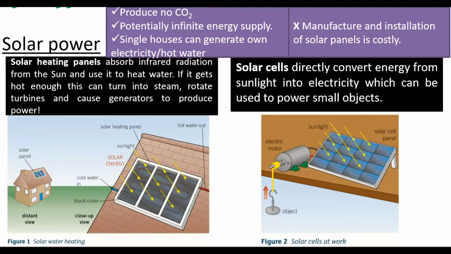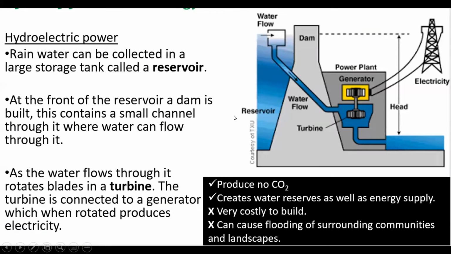Again, they produce no carbon dioxide, and have potentially infinite energy. That's true actually, because remember the sun's always there, even if sometimes it's cloudy. The UK is not an ideal place. A place like the desert, where it's pretty much always sunny, is potentially infinite. Another thing is that single houses can put them on the roof. Sometimes you might see people with solar cells or solar panels on their roof. But at the moment they can be quite expensive to produce and to install. But again, that cost is coming down all the time.